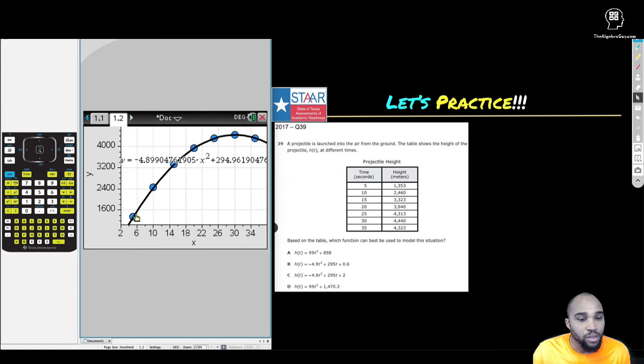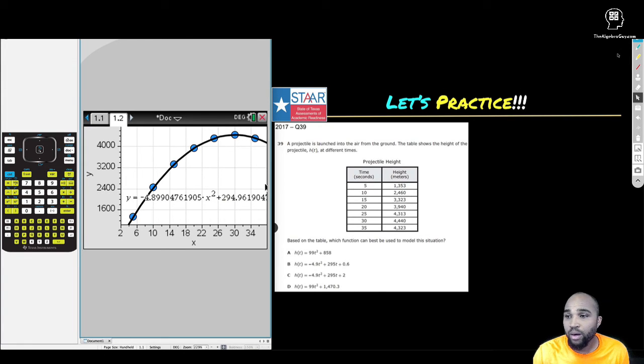And notice that it fits very well. Look how that line goes through those points. So I know I have a pretty strong equation, and it automatically gave me an equation. Look at this. Negative 4.899 x squared and all this business here. So now we can probably get a pretty good idea just from these first parts.